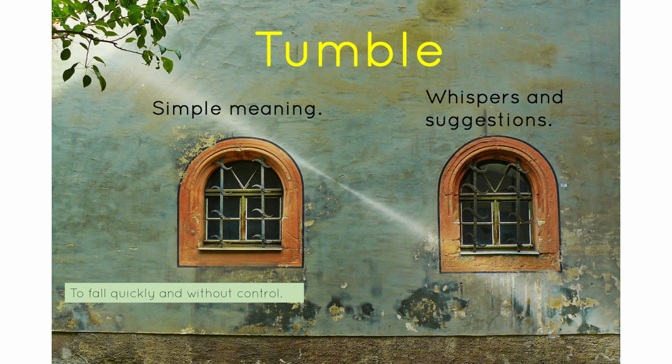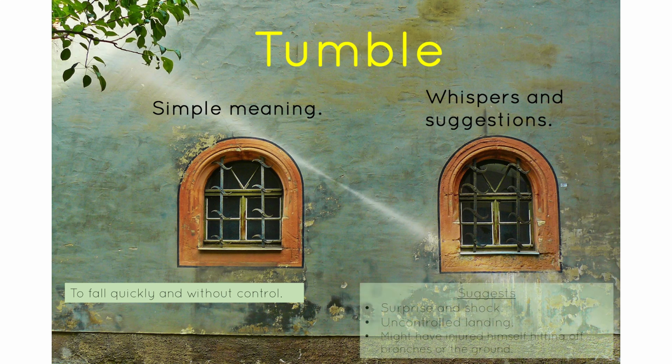So what does it mean to tumble? It means to fall quickly and without control. That's key here. Now, he didn't just fall, because there's an element if you fall that you might be able to kind of put your hands out or try and land on your feet, but tumbling gives that sensation of being head over heels. It suggests kind of surprise and shock. He wasn't expecting to fall.